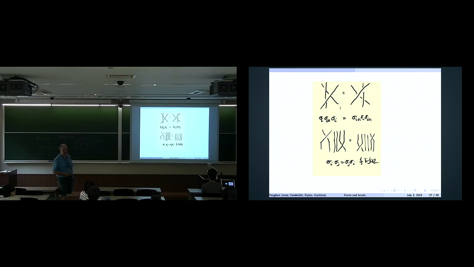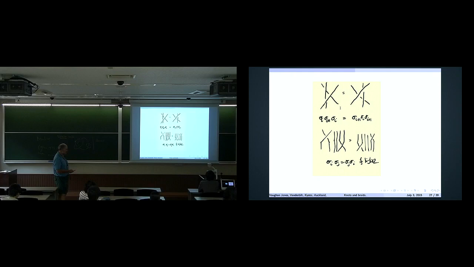The first one, if you look at it, is sigma i, sigma i plus 1, sigma i equals sigma i plus 1, sigma i, sigma i plus 1. This is actually just the type 3 Reidemeister move that we've already seen. The second one is this commuting. If this is sigma i times sigma j, then you can slide it down, that's sigma j, sigma i. So these relations completely define the braid group.